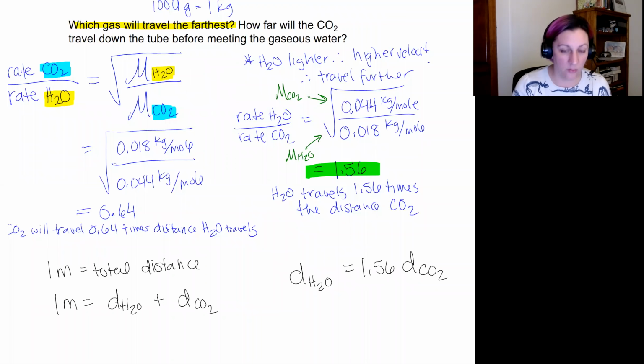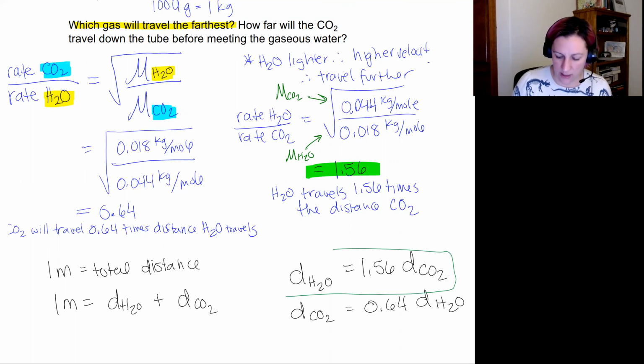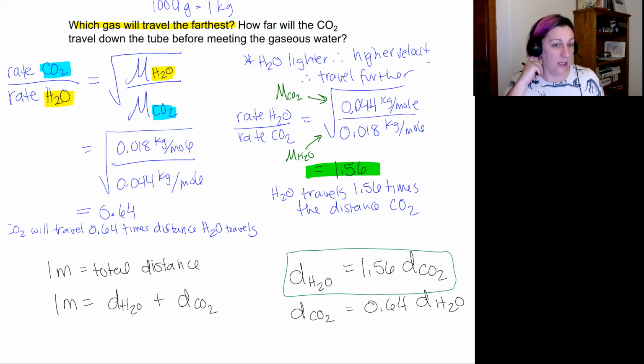Now we could also write this in a different way. We could also write that the distance that the carbon dioxide travels is 0.64 times the distance that the water travels. You should reach the same answer no matter which version of this that you're using, if you looked at this from the perspective of the carbon dioxide or from the water. So I'm going to go ahead and use this one right here, because that's what I already did in my notes.